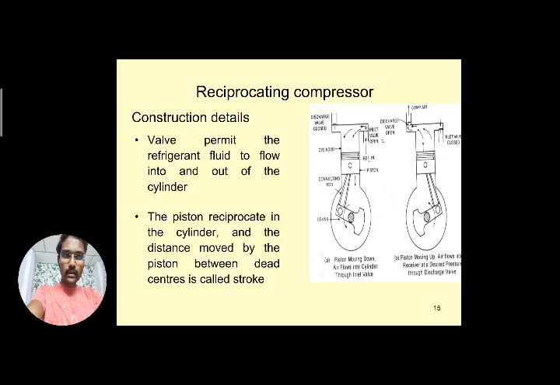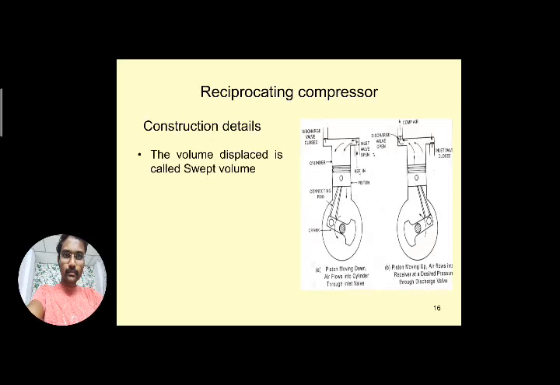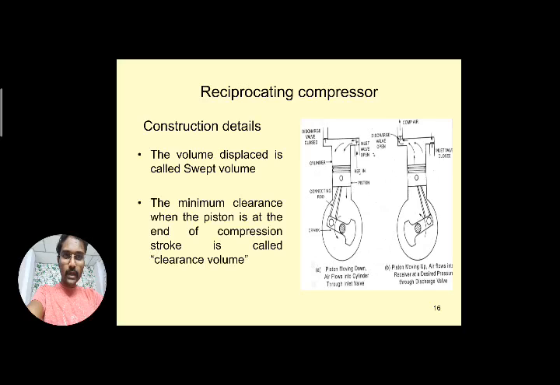Okay. And next, volume displaced. Whatever the piston movement moved from one dead center to the other dead center, the complete volume occupied during the movement of the piston, the volume displaced, is called swept volume. The minimum clearance when the piston is at the end of the compression: when the piston is moving to the top, some minimum clearance of the piston is there at the end of the compression stroke, so it is called the clearance volume.